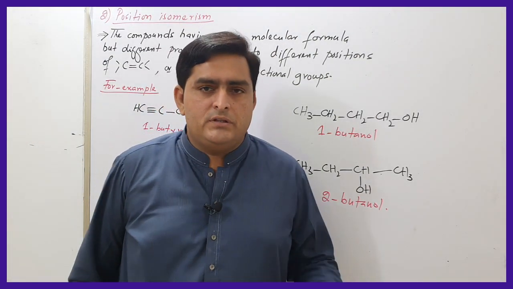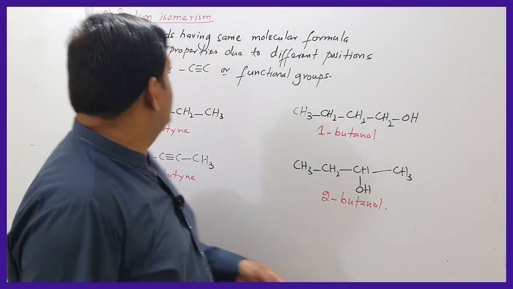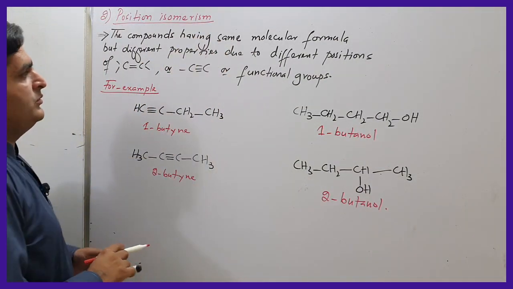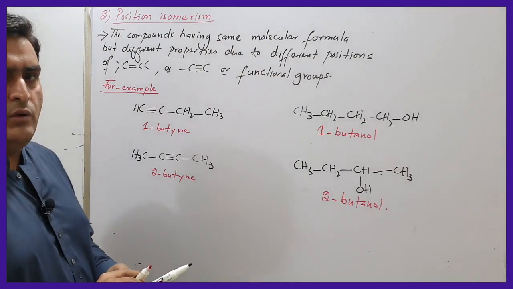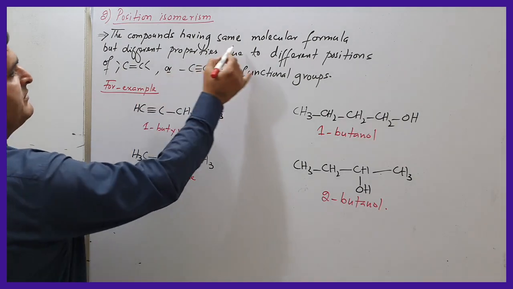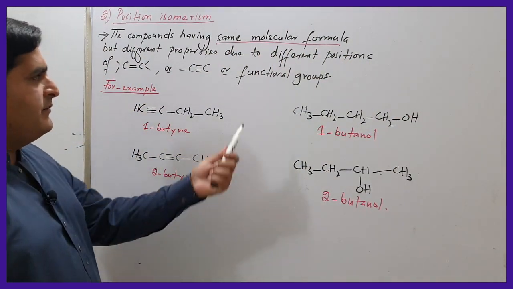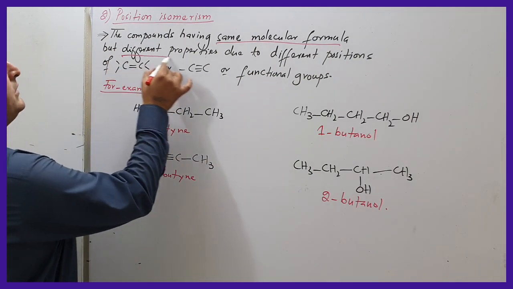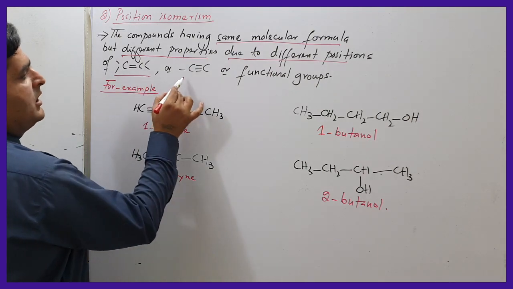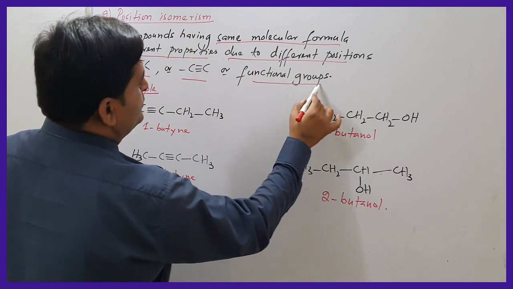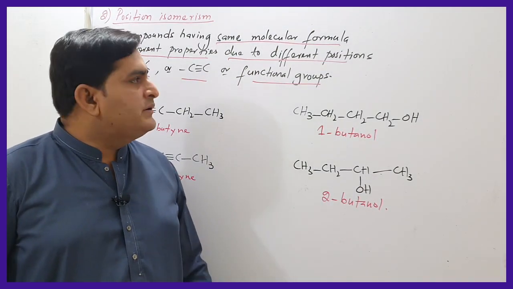Students, here we are with the second type of skeletal isomerism, that is position isomerism. So what is position isomerism? How can we define it? The compounds having the same molecular formula but different properties due to different positions of carbon-carbon double bond, carbon-carbon triple bond or functional group.